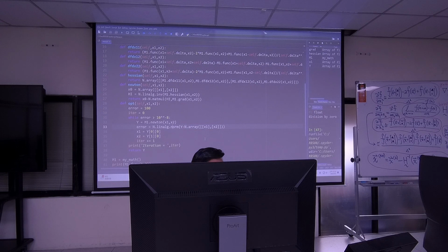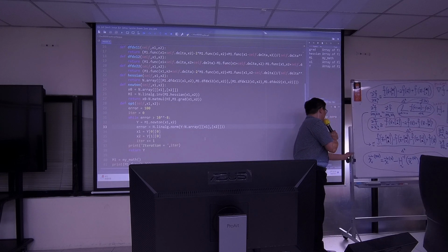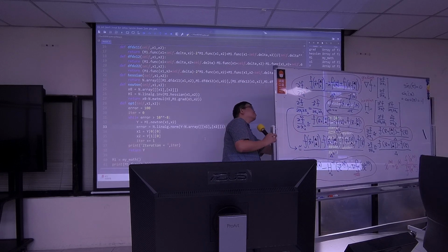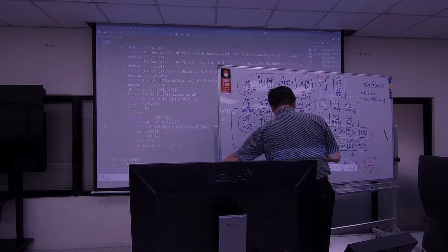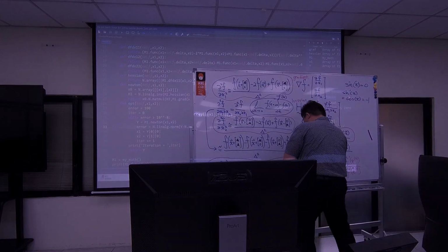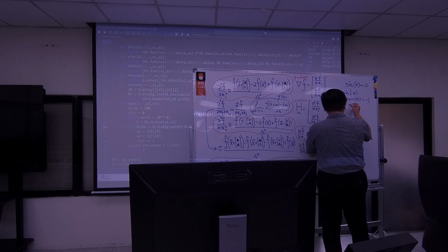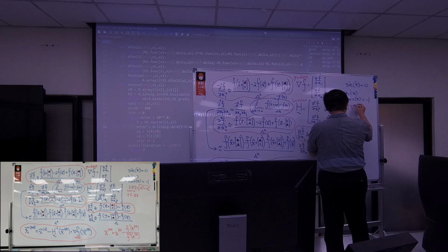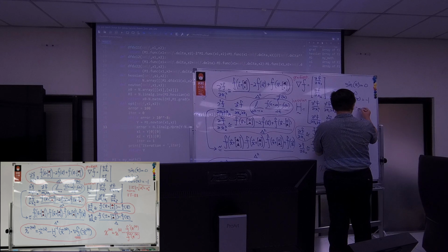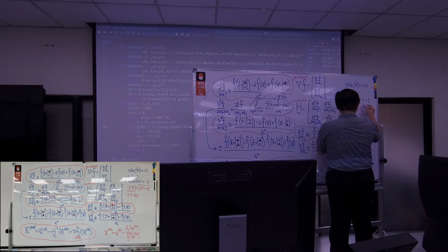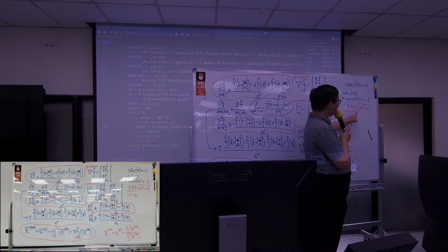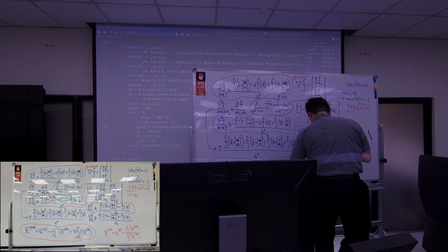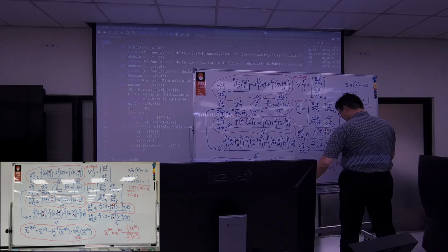So norm, what is norm? Let me write it down here. So this is the so-called norm. Basically, the square root of A1 square plus A2 square. Norm computes the length of a vector.